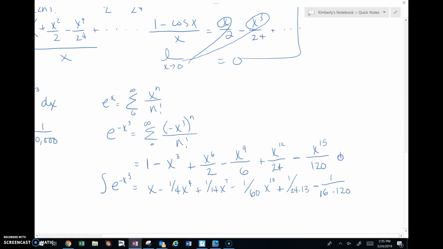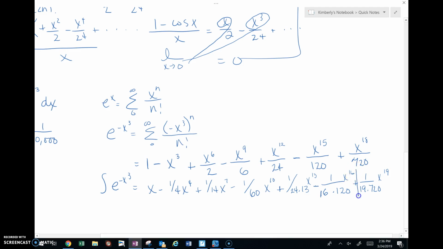One more term, plus x to the 18th over 6 factorial, which is 720. Let's see if I can actually integrate that right. It will be 1 over 19 times 720. I forgot my x's here: x to the 13th, x to the 16th, x to the 19th. Okay, one more time. 19 times 720 is 13,680. Ding, ding, ding, ding, ding. That's going to be big enough.